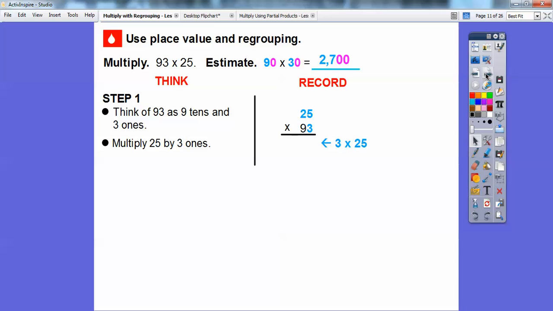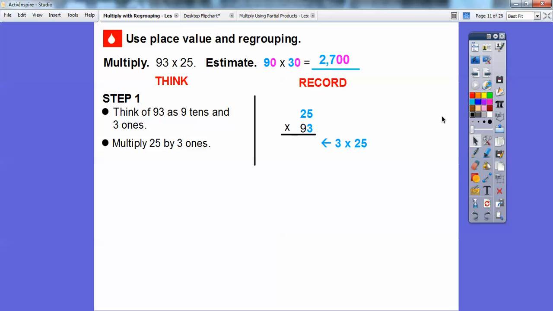All right, so let's go ahead and think this through and record it over here. So think of 93 as 9 tens. So here's 93, 9 tens and 3 ones. So what we're going to do first is multiply the 25 by the 3 ones right here. Okay, 25 times 3 ones.